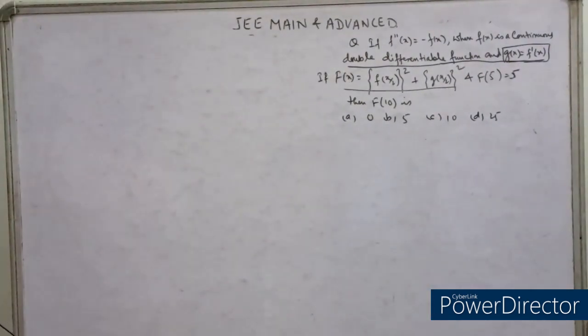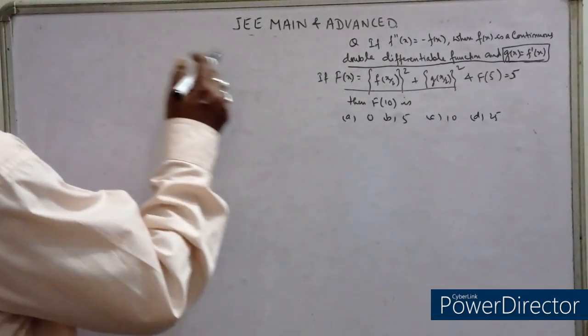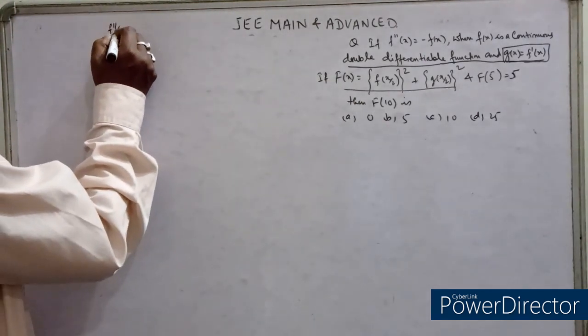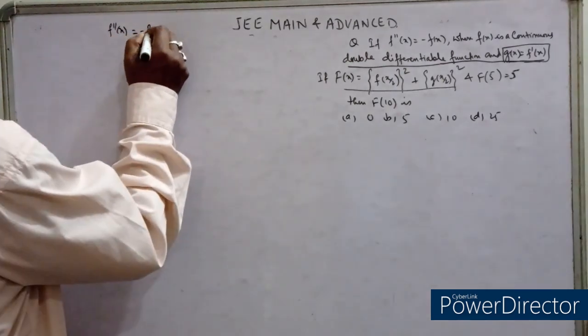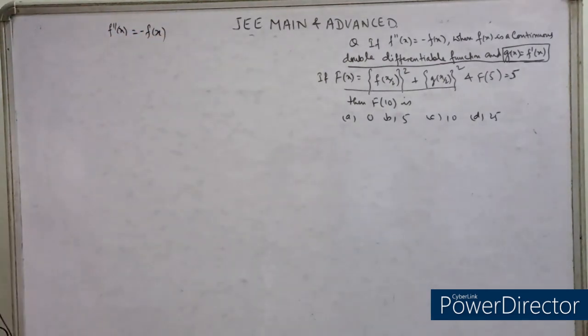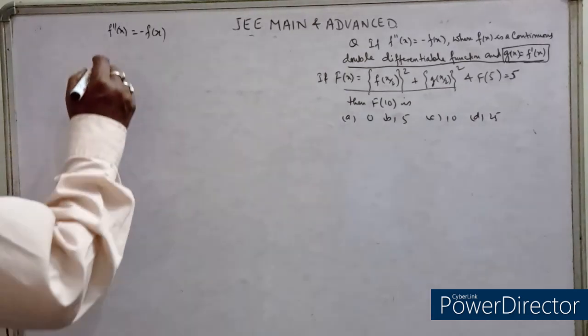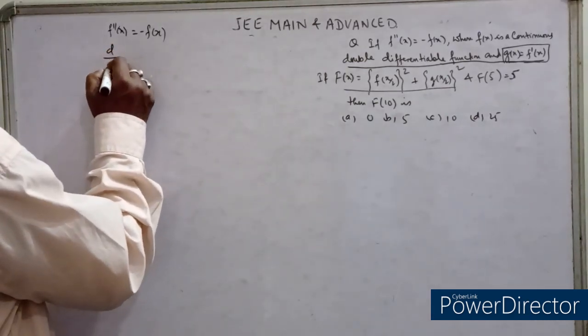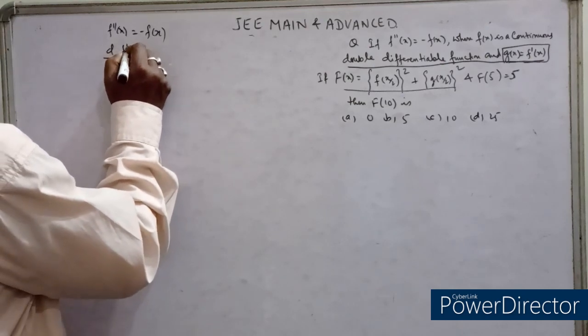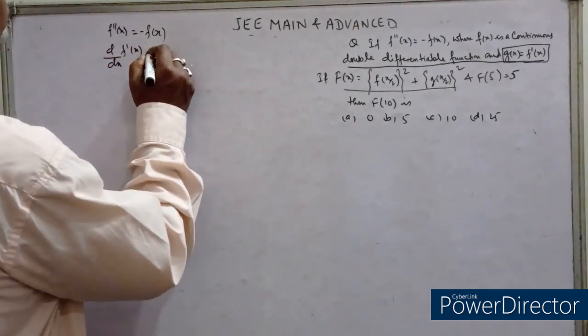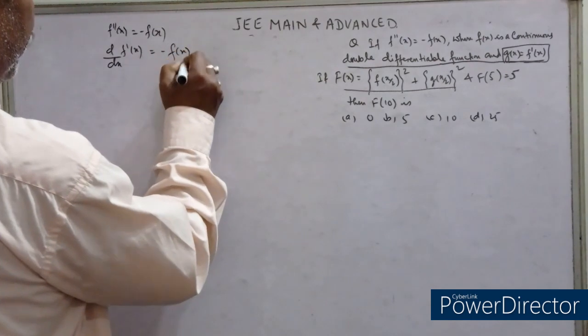So here this is an interesting question. Here you see that f double dash x is equal to minus f of x. So this can be written as d by dx of f dash x is equal to minus f of x. This can be written as this.